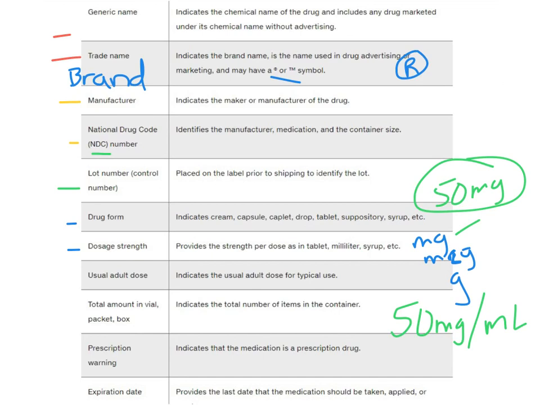The next thing you're looking at there is the usual adult dose. This is simply just how a typical adult takes this medication. Oftentimes on medications that are based on a prescription, a doctor will tell you what you need to do. We'll say to take 2 tablets with food once a day or something like that. But there are some medications that do not come with a prescription, so a patient needs to know how to typically take this.